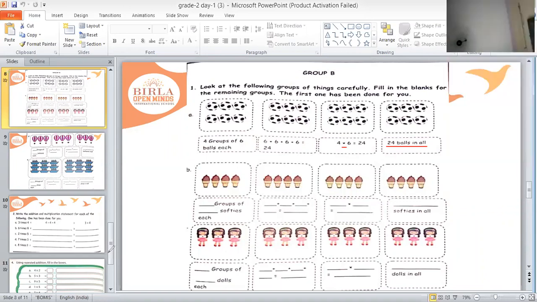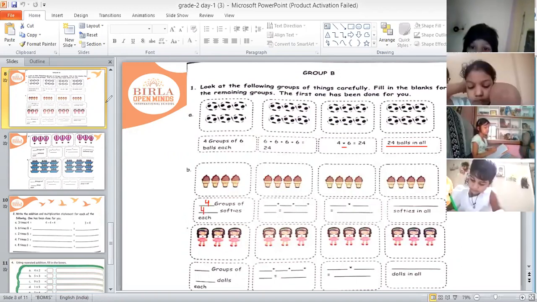So we have to see how many groups are there. Aslan, tell me how many groups are there? 4. 4 groups are there. Okay, so we will write here 4. That's correct. And in each group, how many softies are there? 4. Very good. So in one group there are 4 softies. So we will write here 4. So there are 4 groups of 4 softies each. Okay, that's correct.